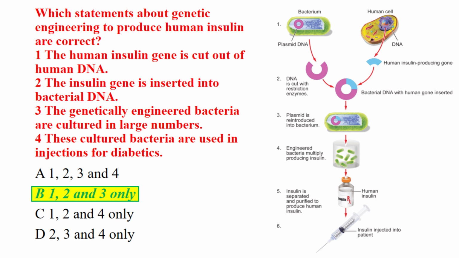Now, statement 3, the genetically engineered bacteria are cultured in large numbers. Correct again. The bacteria are grown in large quantities to produce the insulin needed. Finally, statement 4, these cultured bacteria are used in injections for diabetics. This one is not quite accurate. Although the bacteria produce the insulin, it's the purified insulin that is used in injections, not the bacteria themselves. So the correct answer is B, 1, 2, and 3 only. Statements 1, 2, and 3 accurately describe the process, while statement 4 doesn't quite fit.